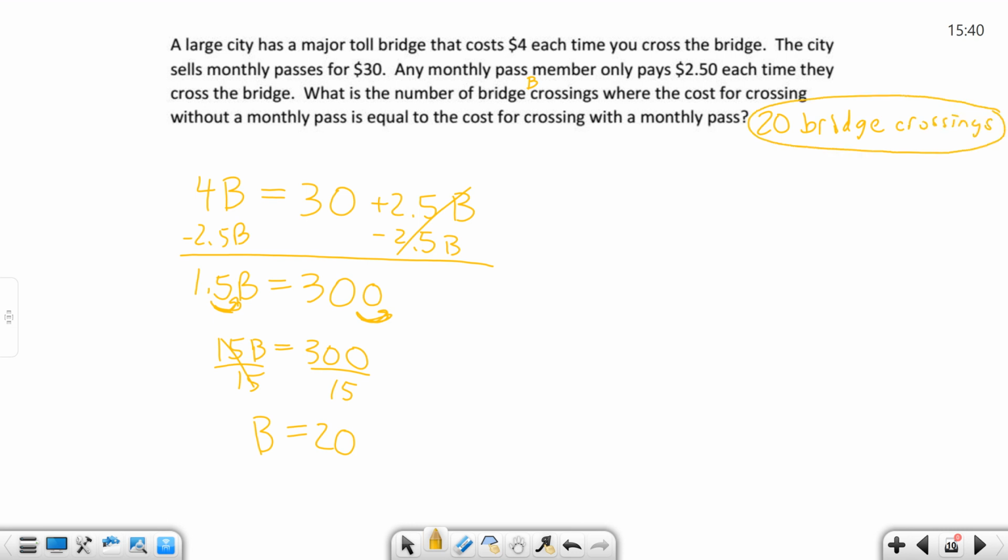All right. How many bridge crossings? 20. Or what is the number that is the same? 20. So if you cross it exactly 20 times, you're going to pay the same amount whether you paid the monthly fee and were a member or not.